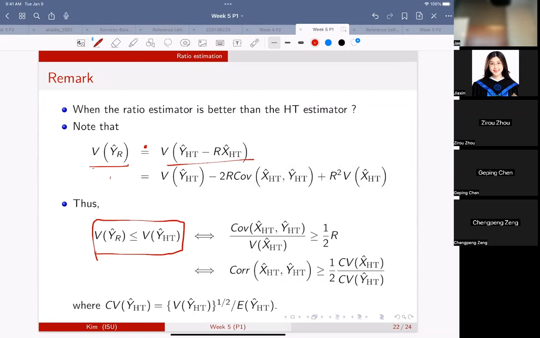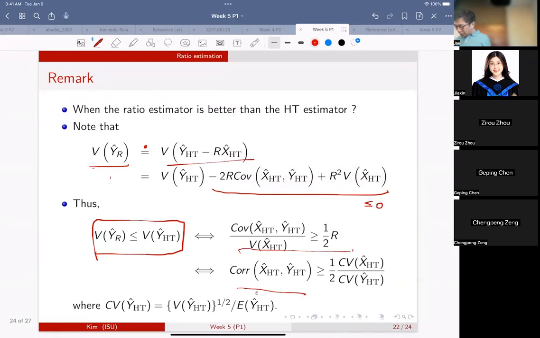So this one is equivalent to having, as long as this term is negative, then it's equivalent. So then you can express this inequality to get this, which leads to this relationship. So if the correlation is quite high, then in most cases you will be okay. The ratio estimator will be efficient.